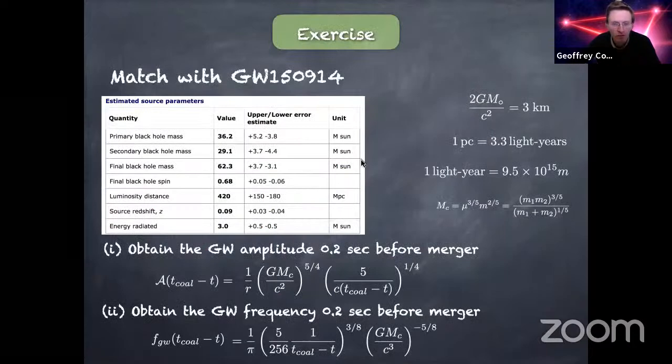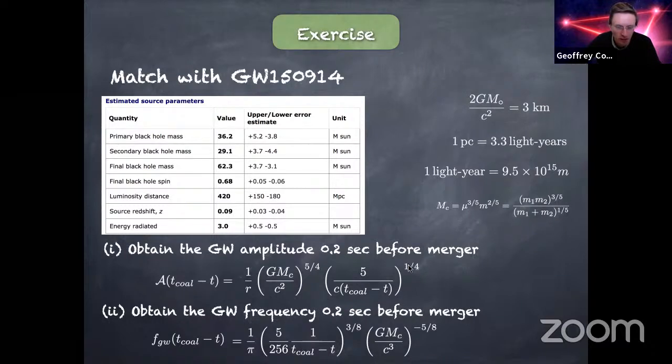Okay, so now that we have all the data, let's try to make the comparison. Here are the values, and here is a table to help you with the matching. A solar mass has a Schwarzschild radius of 3 kilometers. 1 parsec is 3.3 light years. 1 light year is this amount of meters. The chirp mass again is this.